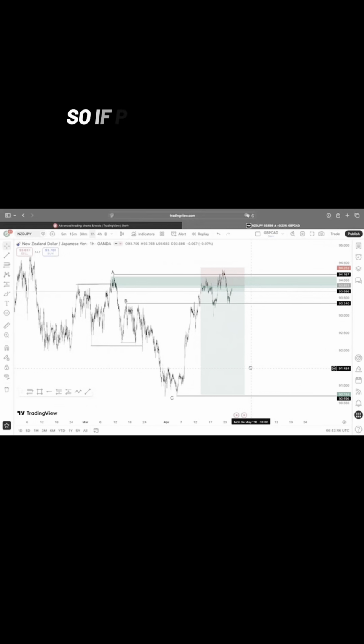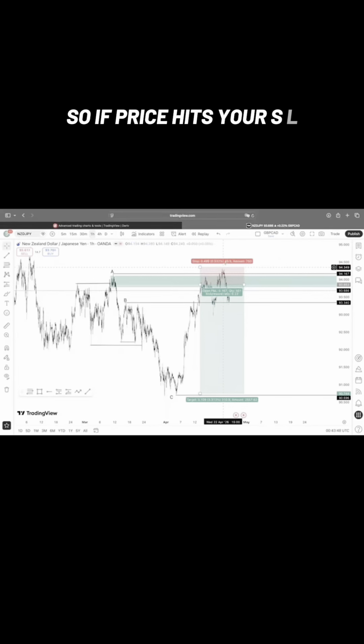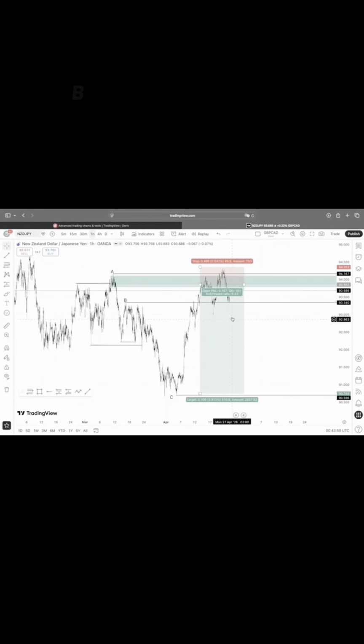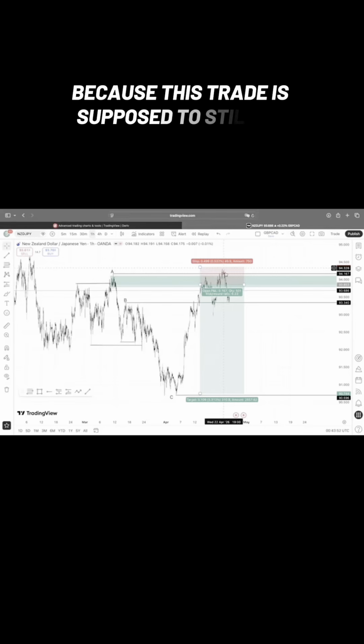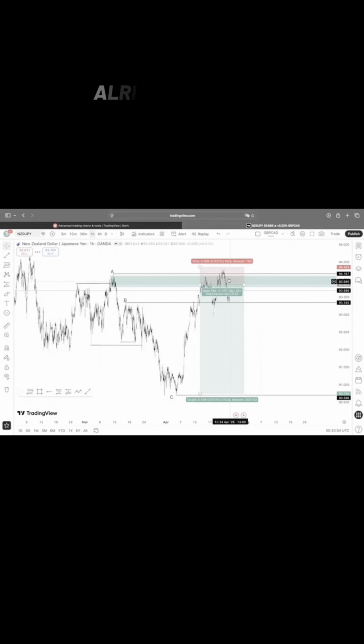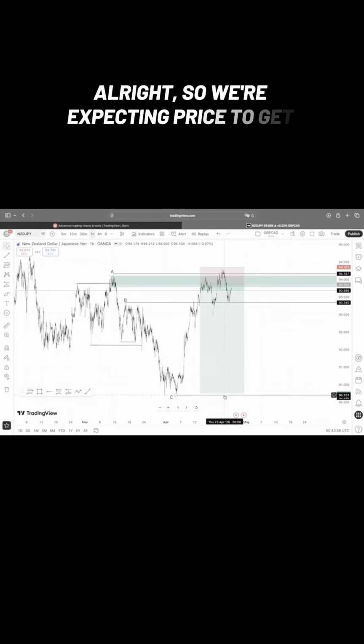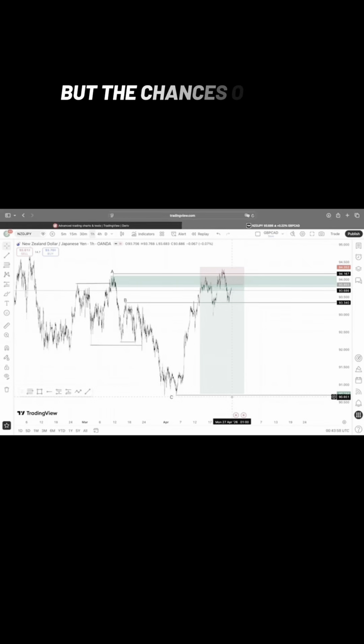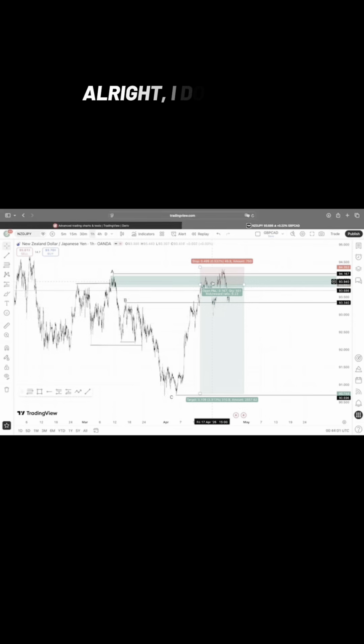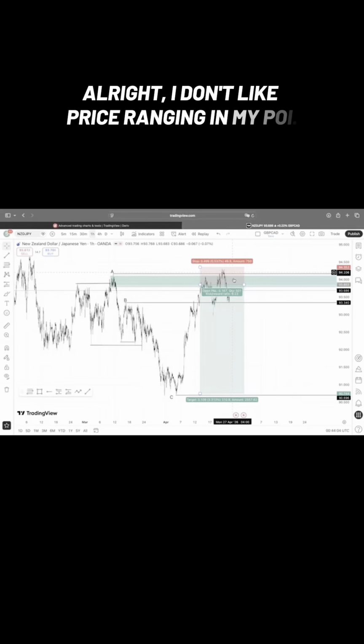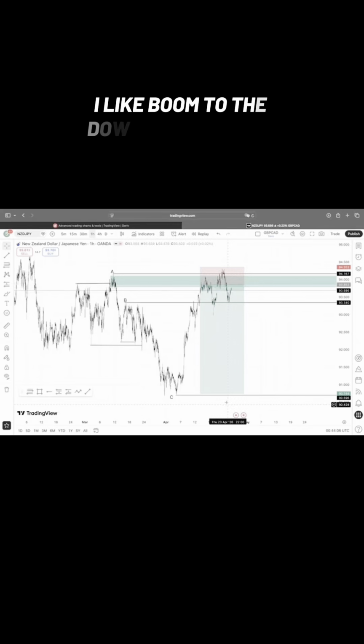All right, so if price hits your SL, just know that you're supposed to change your broker because this trade is supposed to still be active. All right, so we're expecting price to get here. All right, but the chances of this trade holding now is not very slim. I don't like price ranging in my POI. I like boom to the downside.